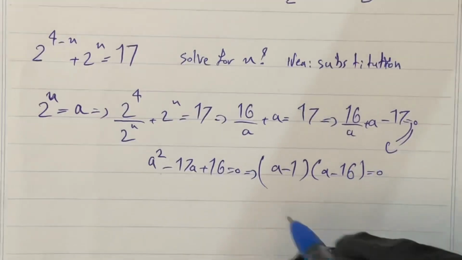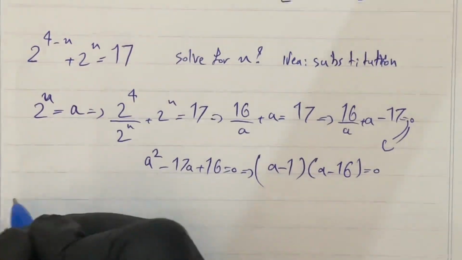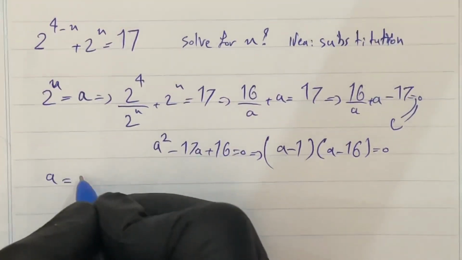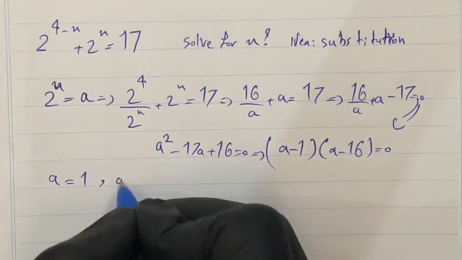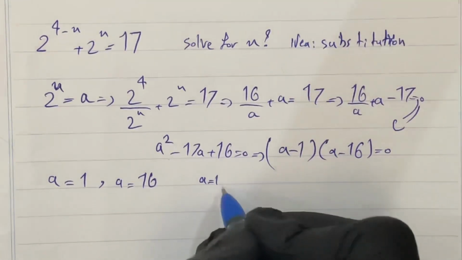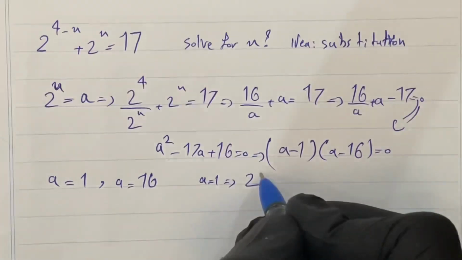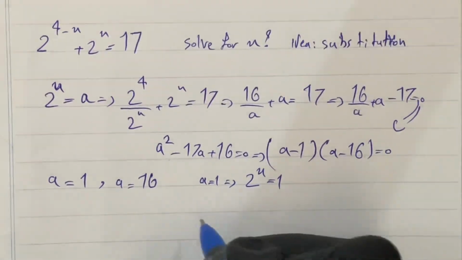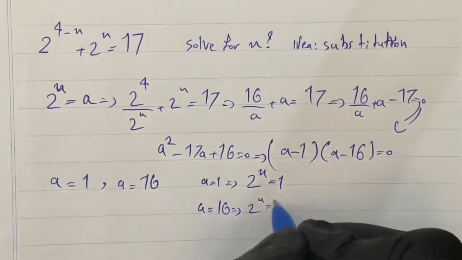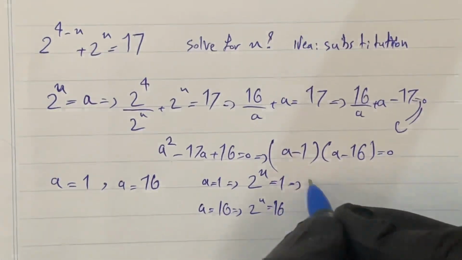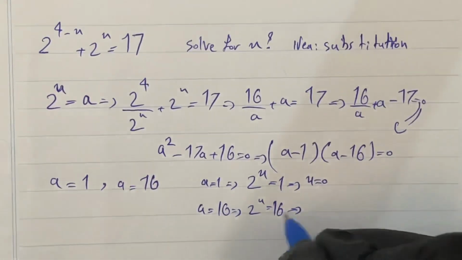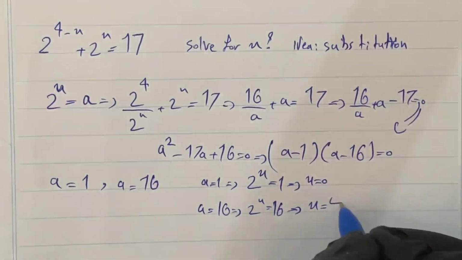So we have (a minus 1) times (a minus 16) equals 0. We have two possible answers, which are a equals 1 or a equals 16. If a equals 1, meaning that 2 to the power of x equals 1, and a equals 16 means 2 to the power of x equals 16. For this, the only possible x is x equals 0, and for this x equals 4.